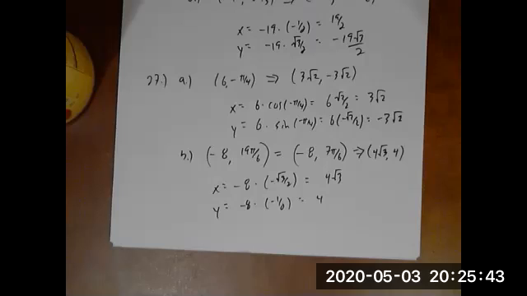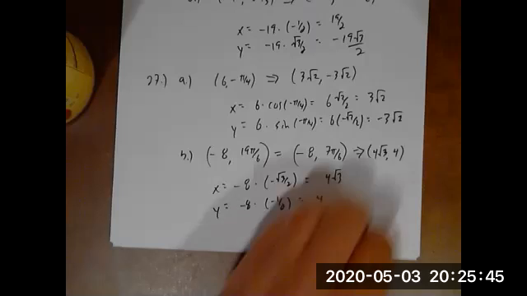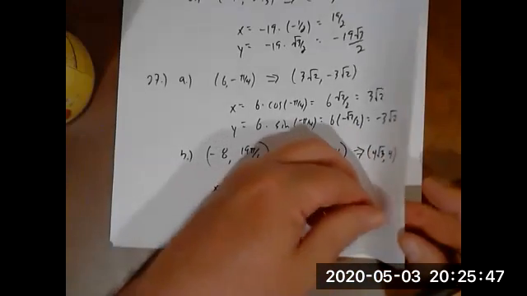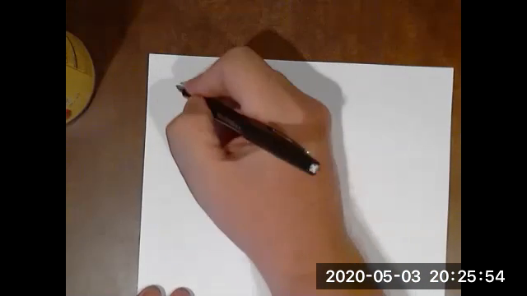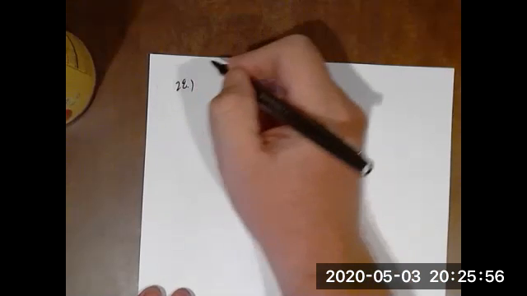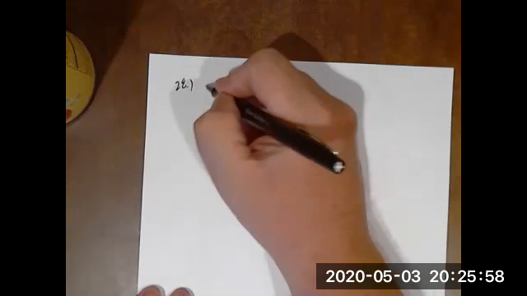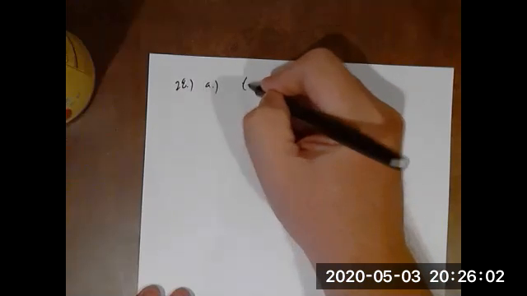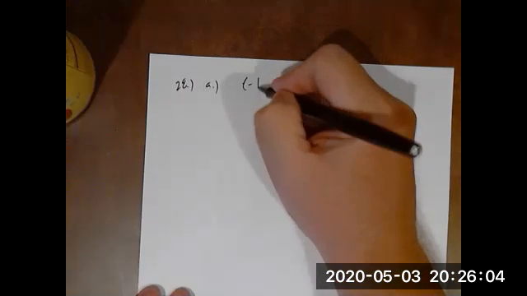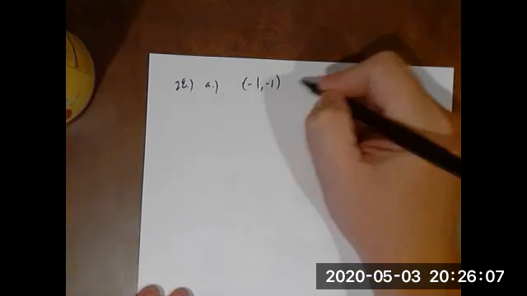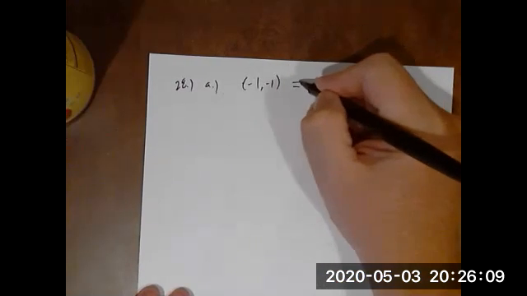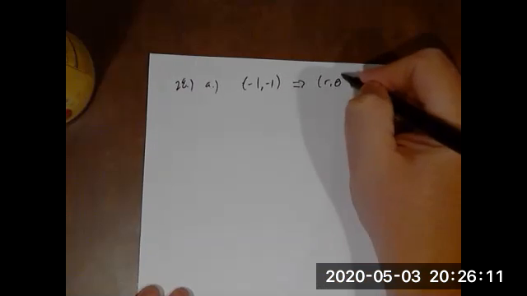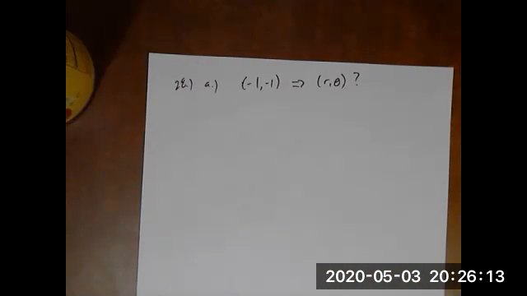Now the last two problems go the other way. We start with rectangular coordinates, and we have to come up with the polar coordinates. So for 28, rectangular coordinates are -1, -1. And we want to know what is it going to be in polar coordinates.